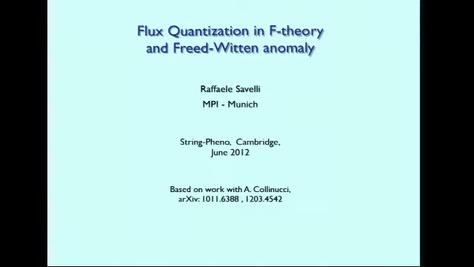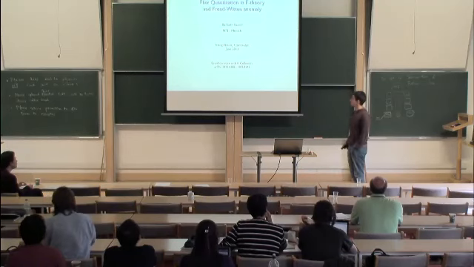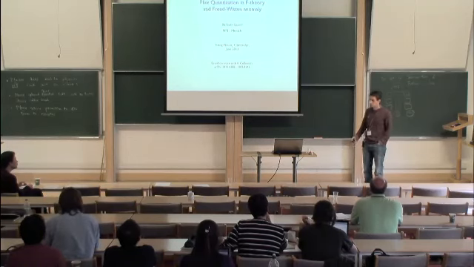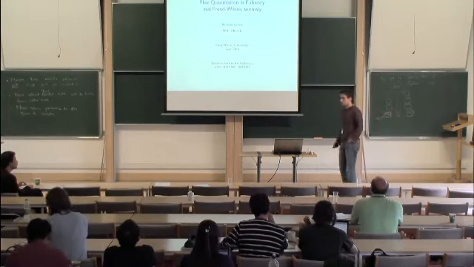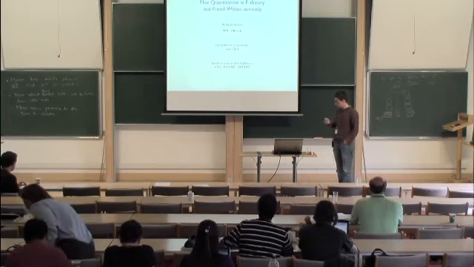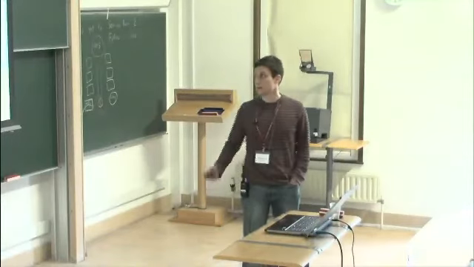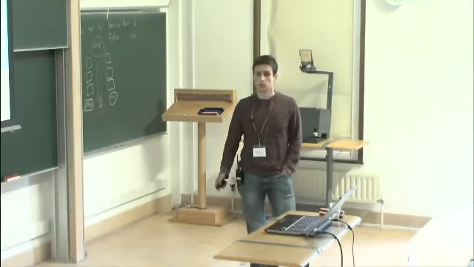So my talk will be about flux quantization in F theory and its deep connection with the perturbative version of the Freed-Witten anomaly that you get in type IIB string theory. This is based on two papers I've done in collaboration with Andrea Scolimucci.